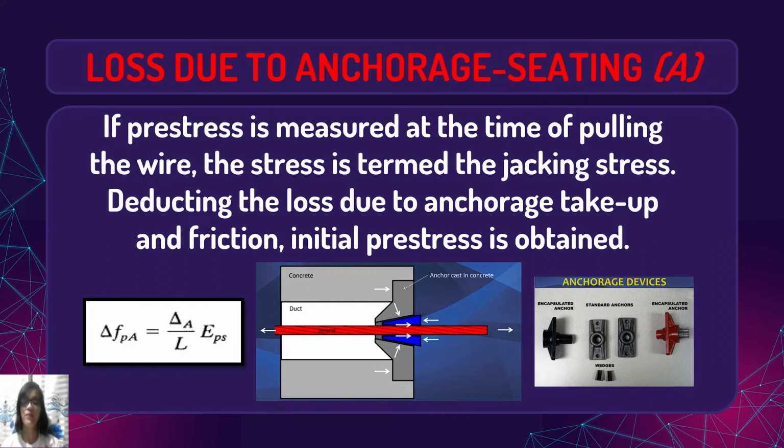While in the case of post-tensioning, tendons are provided inside, so if it displaces from its original position, it allows loosening of the tendons, causing loss of pre-stress. If pre-stress is measured at the time of pulling, the stress is termed the jacking stress; deducting the loss due to anchorage take-up and friction, the initial pre-stress is obtained.